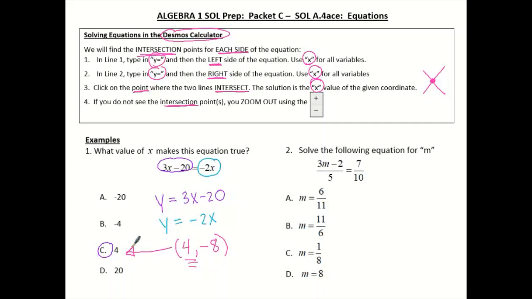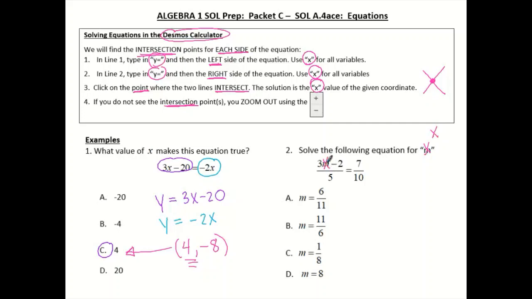Again, we're going to do the same thing for number 2. It says solve the following equation for m. Now, we said before we never want to have anything other than x when we're trying to solve. So instead of m, I want to find out what x is. So I'm going to change m to be x.